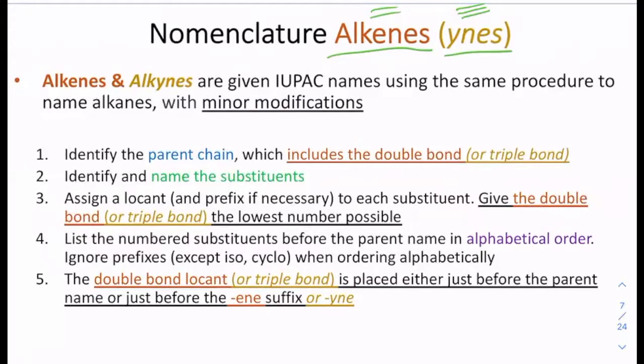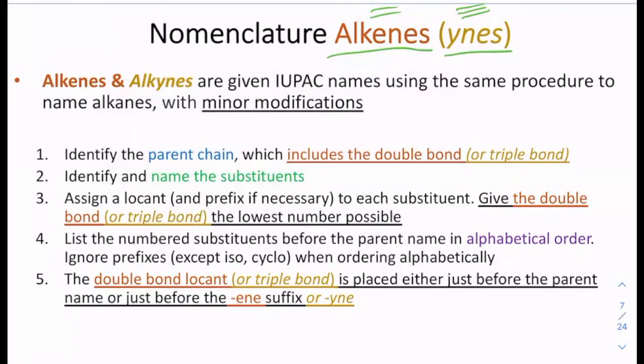We will learn how to name these compounds here. And remember, these are going to be examples of unsaturation. Alkenes and alkynes are given IUPAC names very similar to the procedure we use with alkanes, with just a few minor modifications. The modifications are underlined in the following text.